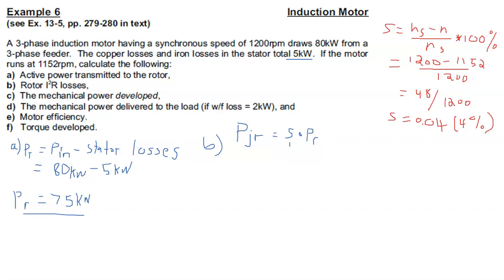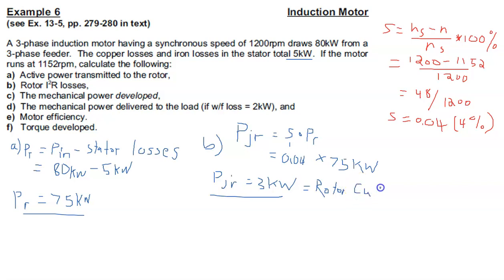Based on that, we can find PJR, because it is 0.04 multiplied by the power delivered to the rotor, which was 75 kilowatts. And so the rotor I-squared R loss, PJR, is equal to 3 kilowatts. Remembering that this is PJR just makes it a little bit easier writing that equation, so you don't have to keep writing out the rotor loss. Remember, that is the rotor copper loss, or rotor I-squared R loss.